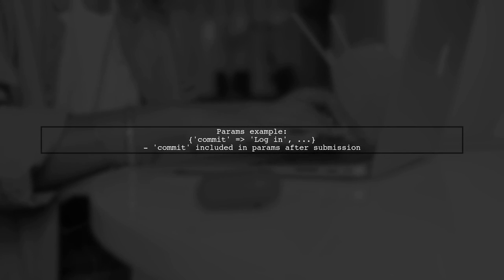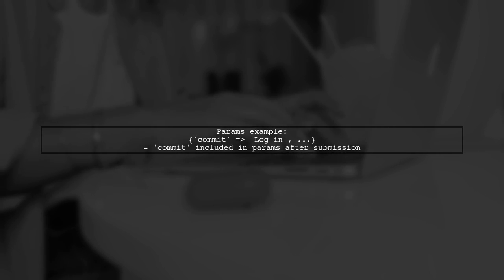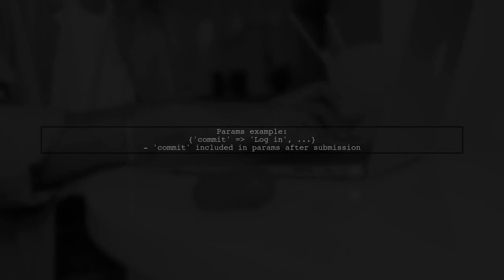You may have noticed that the commit parameter appears in the params hash in your controller after form submission. This is expected behavior and not a recent change. In Rails, all form inputs, including submit buttons, are included in the params hash. This allows you to determine which button was pressed if you have multiple submit buttons in a form.